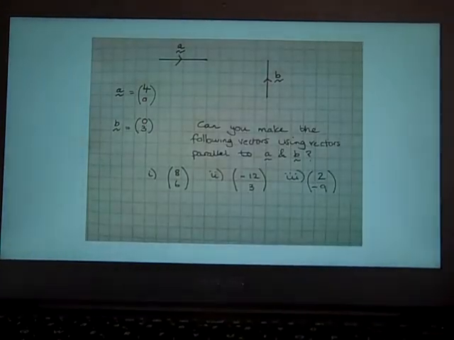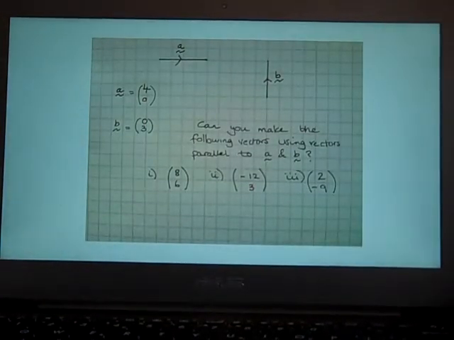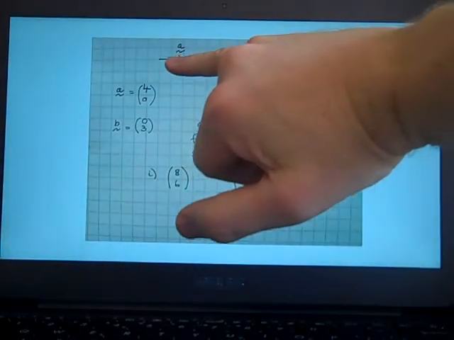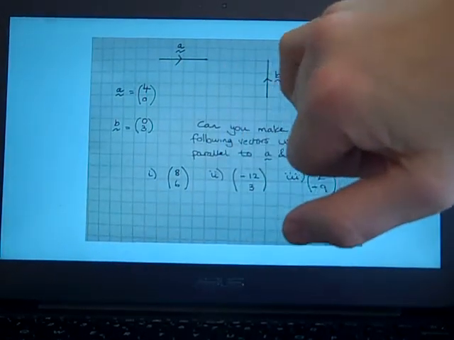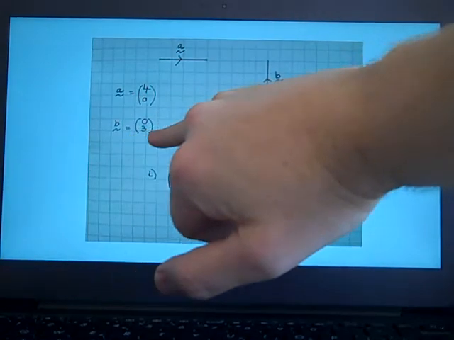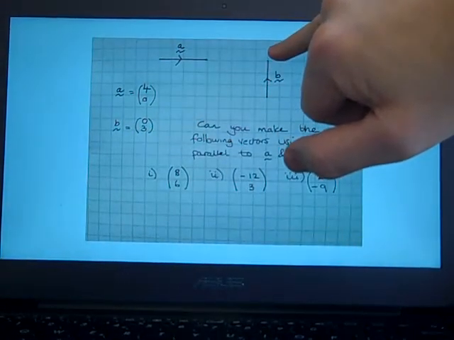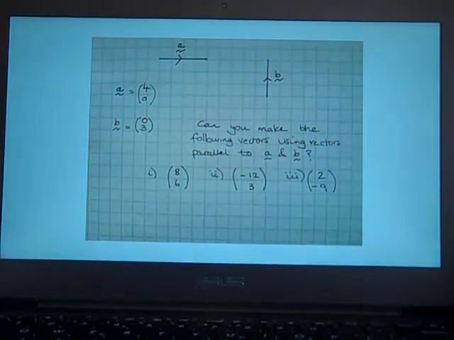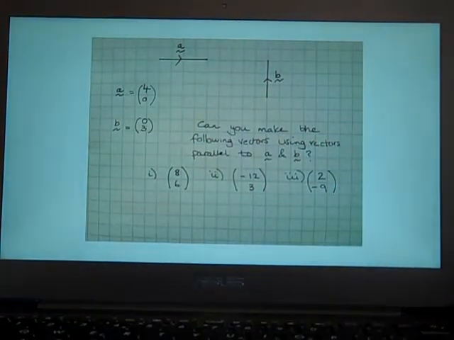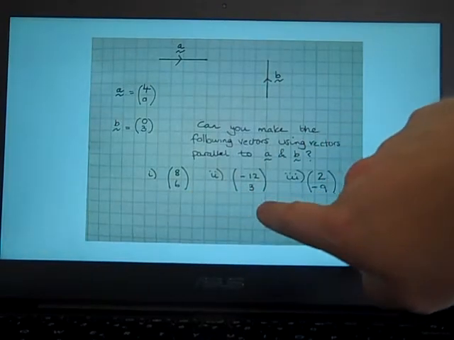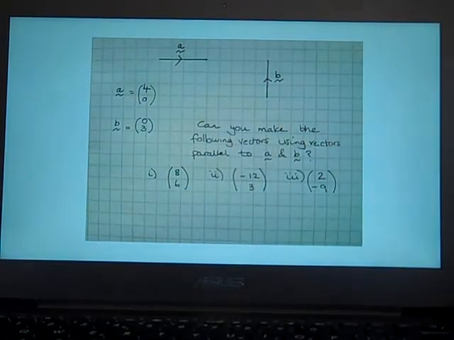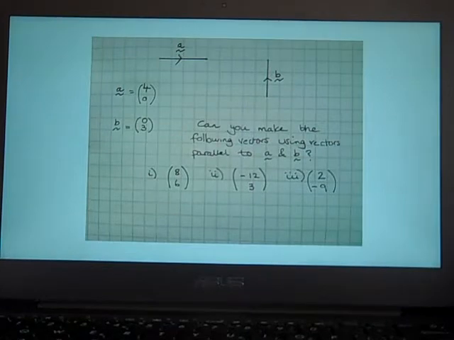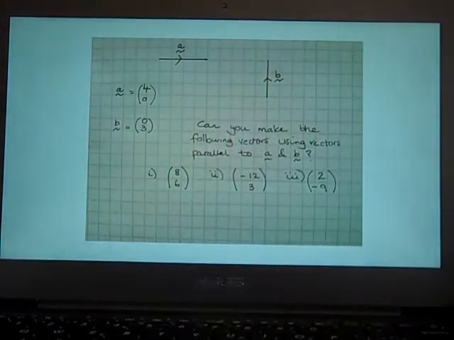Okay, so here's a little question for you. If vector A is (4, 0), so going along 4 and down none, and B is (0, 3), going from there to there, can you make the following vectors using vectors parallel to A and B? So I'm looking for vectors (8, 6), (-12, 3), and (2, -9). Okay, I'd like you to pause the video and see if you can have a go at working out what vectors they could be, and then replay, and we'll go on to the answers then.